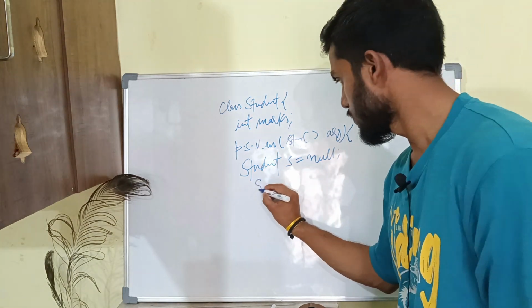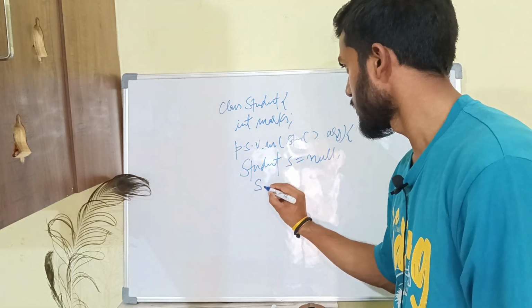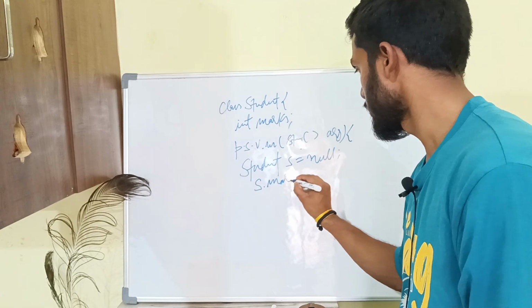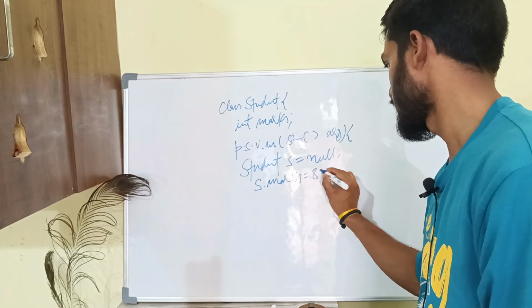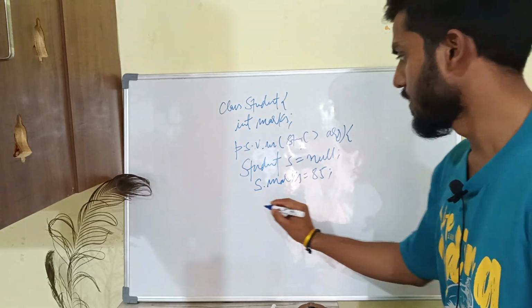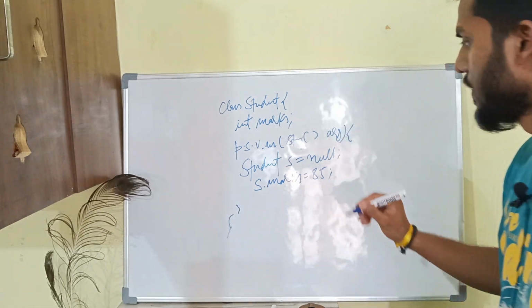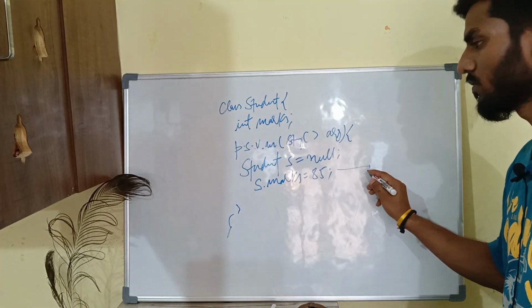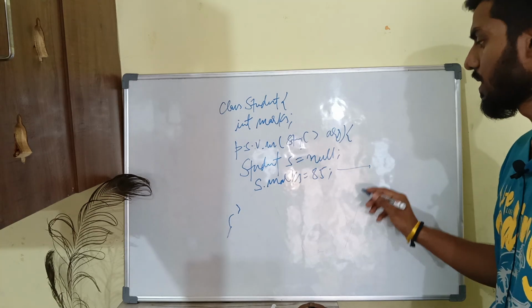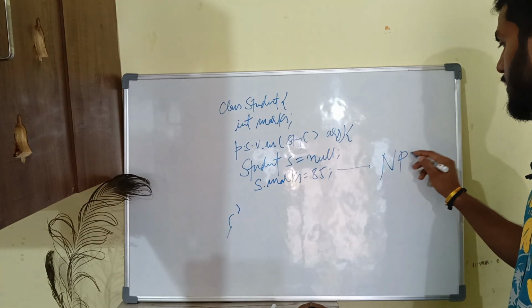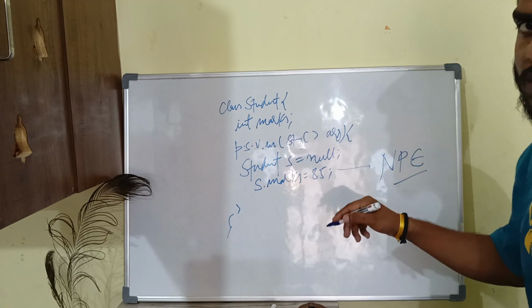And I try to modify the marks of that student, right? Suppose 85. What will happen here? We will get an exception, called null pointer exception. The question is why?